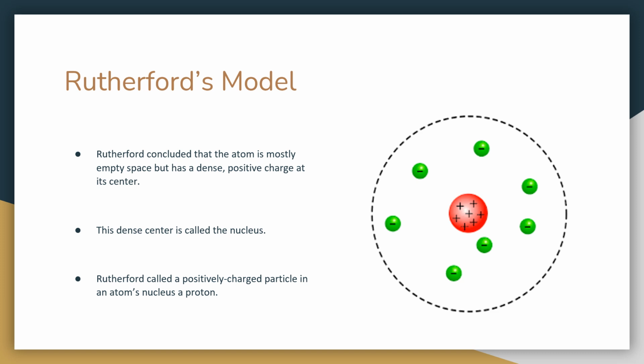So Rutherford's model itself. Rutherford concluded that the atom is mostly empty space, but has a dense positive charge at its center. This dense center is called the nucleus. Rutherford called a positively charged particle in an atom's nucleus a proton.